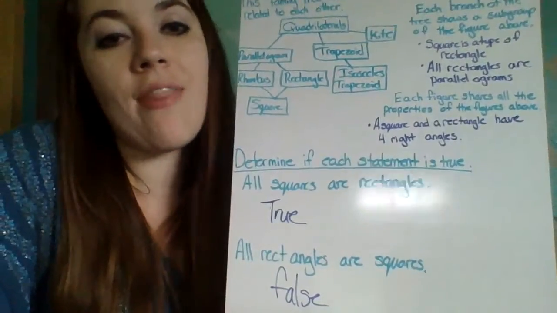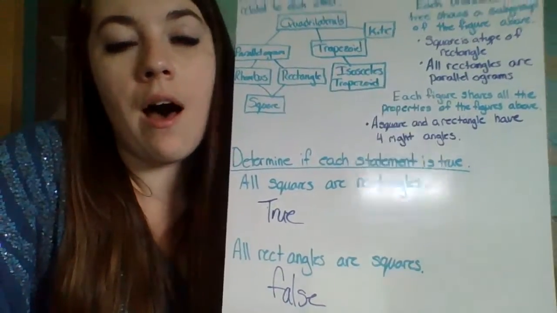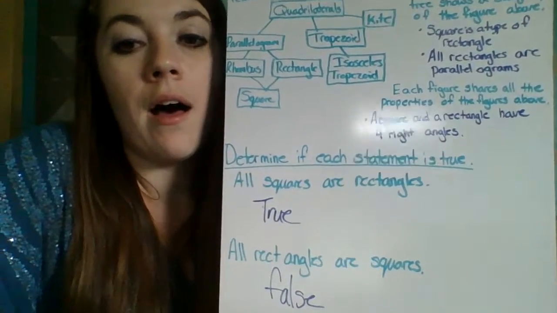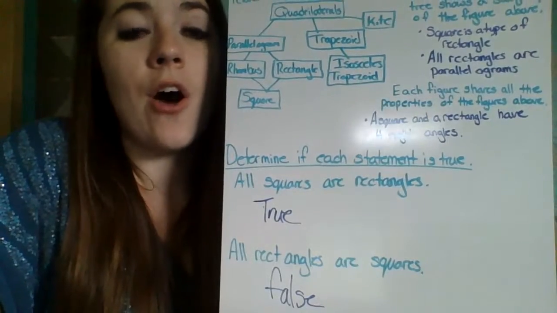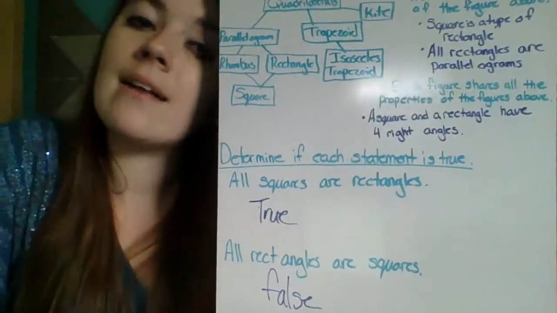So, be careful with that. That catches a lot of people when they're trying to figure that out. Remember, your keyword for this lesson is quadrilateral. It's all about the different properties and the different kinds of special quadrilaterals that we have.